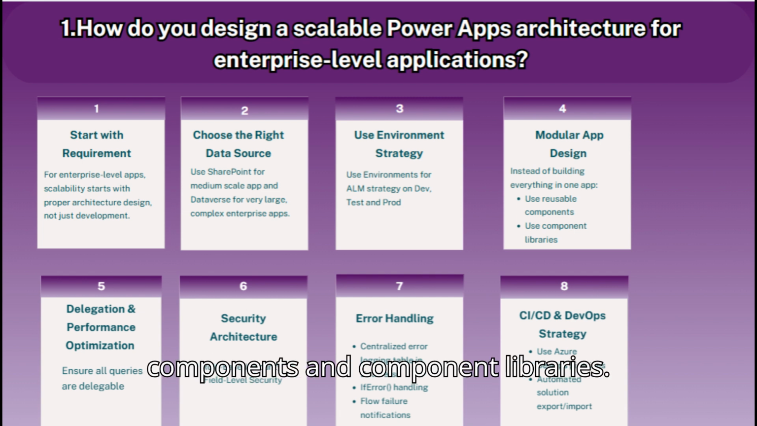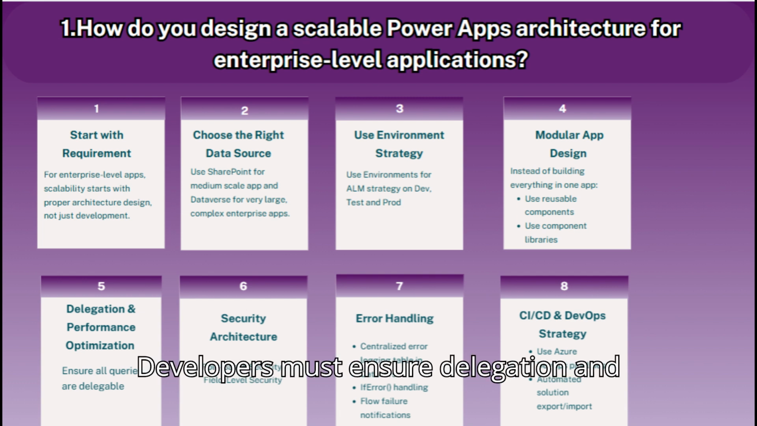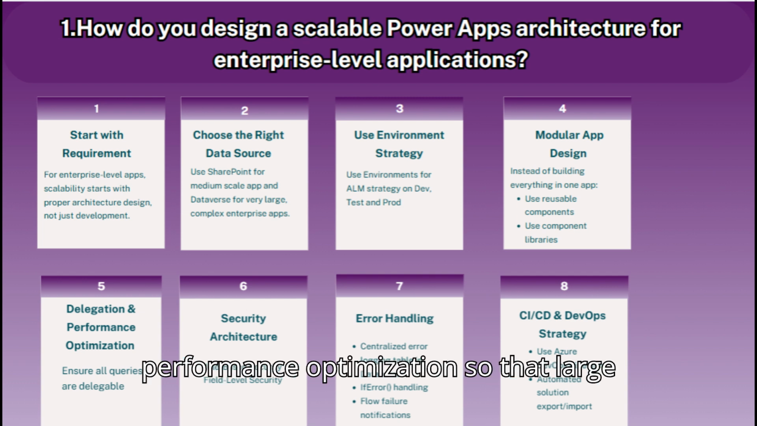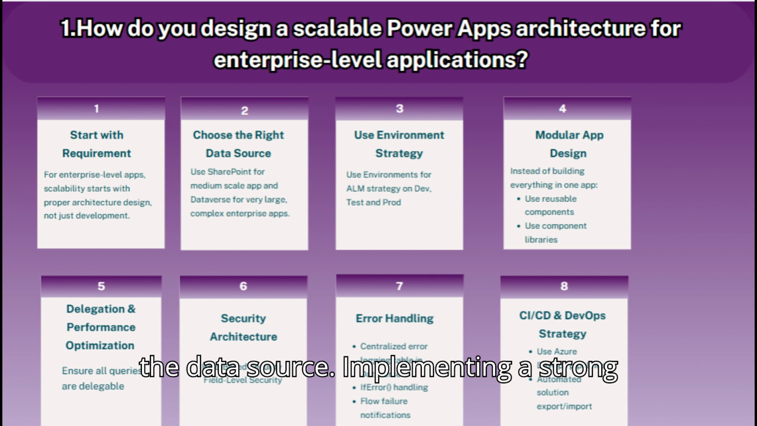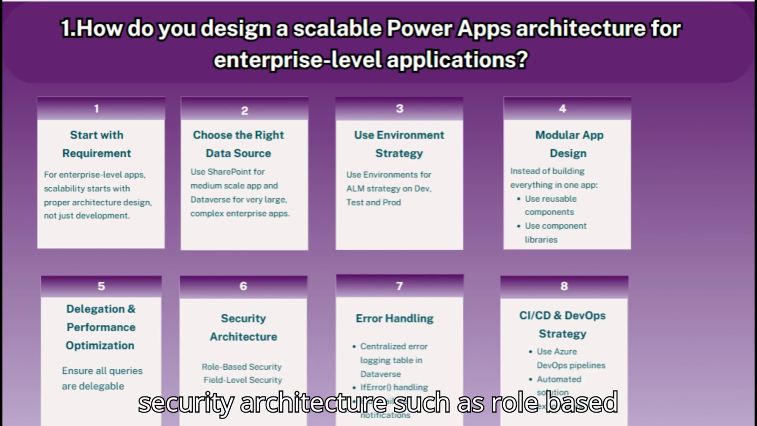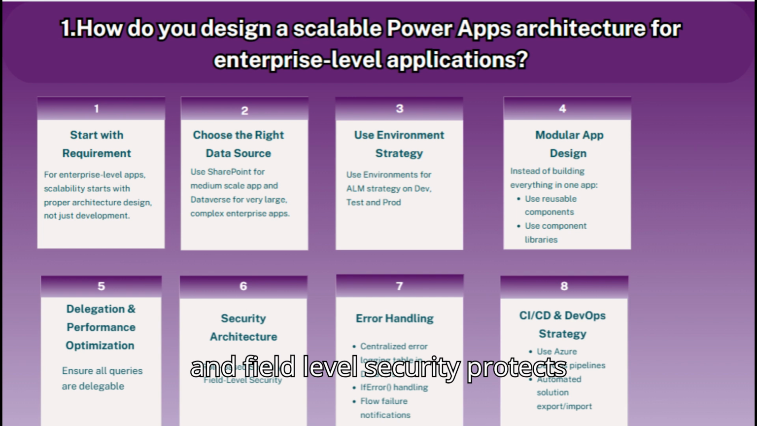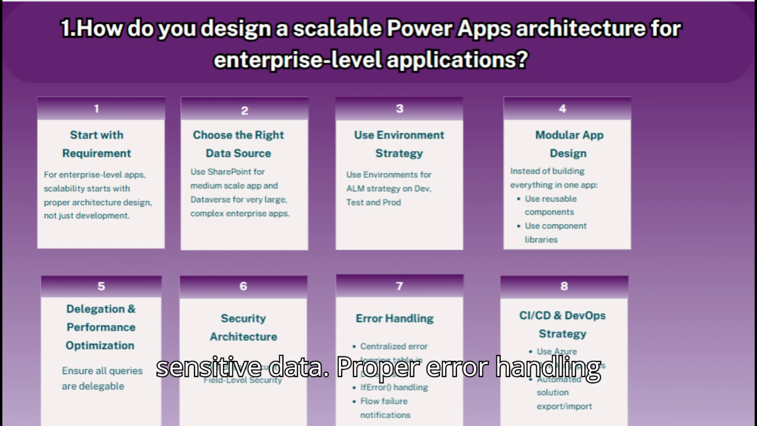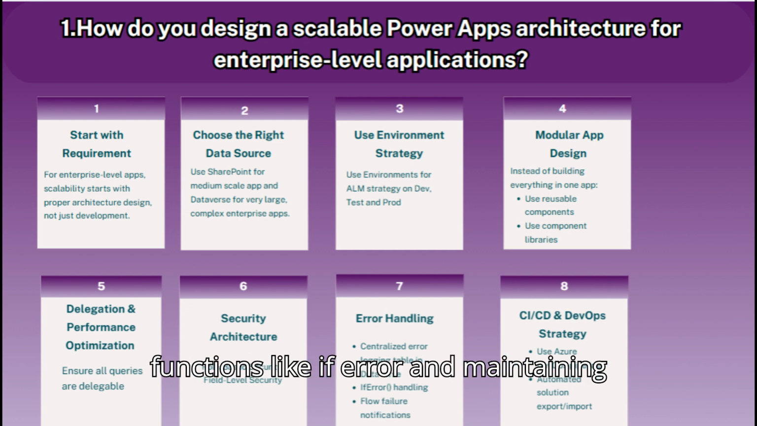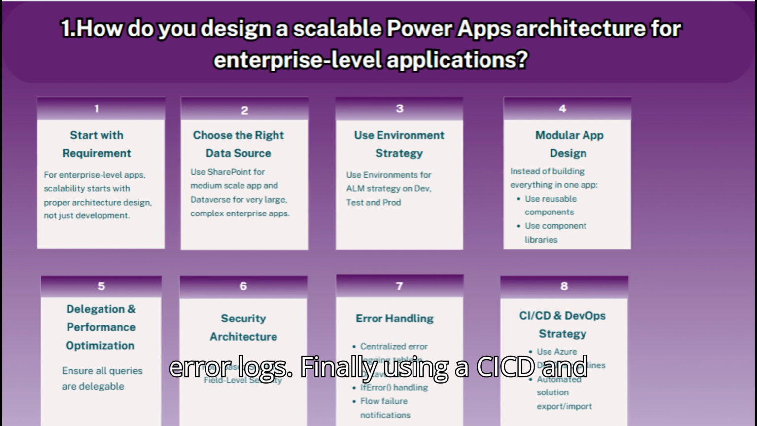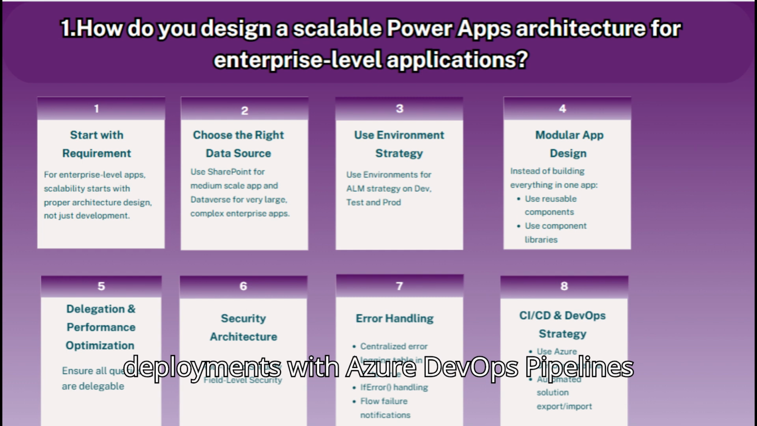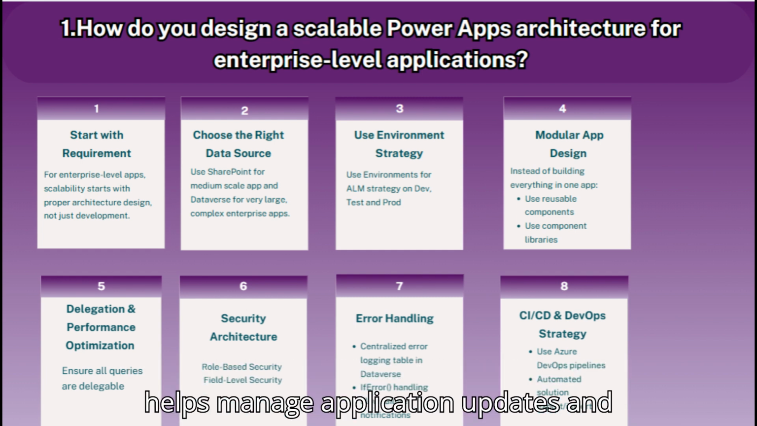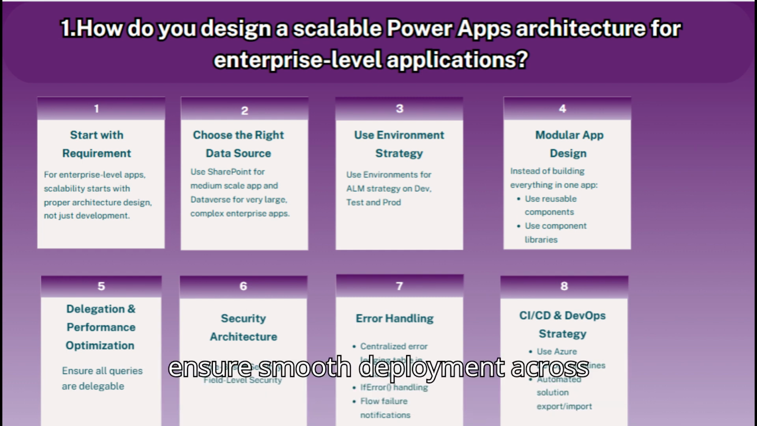and component libraries. Developers must ensure delegation and performance optimization so that large datasets are processed efficiently by the data source. Implementing a strong security architecture, such as role-based and field-level security, protects sensitive data. Proper error handling should also be implemented using functions like IfError and maintaining error logs. Finally, using a CI/CD and DevOps strategy, such as automated deployments with Azure DevOps pipelines, helps manage application updates and ensures smooth deployment across environments.